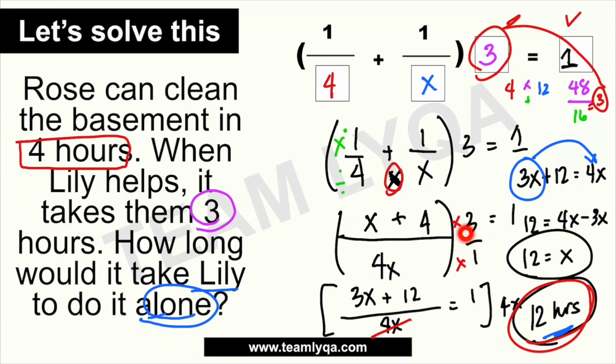Tapos, i-multiply natin siya dun sa number na nasa labas. So, dinistribute lang natin yung 3. Naging 3x, kasi 3 times x is 3x. 3 times 4 is 12. Multiply natin both sides by the denominator, 4x, para makancel ito. Tapos isi-solve lang natin siya as a regular equality. Okay? So all of these steps, yun yung mga kailangan.